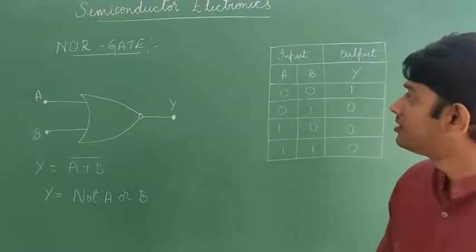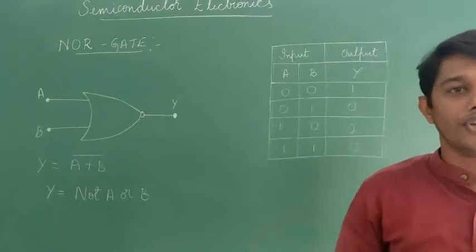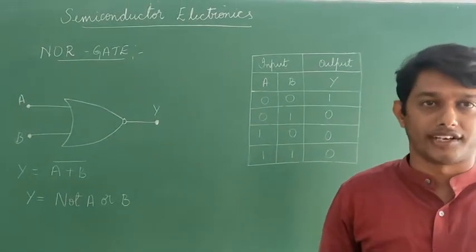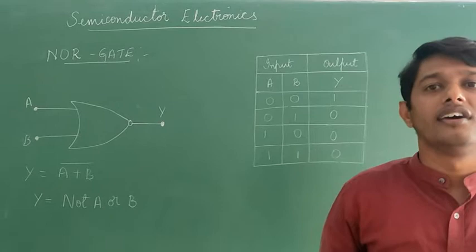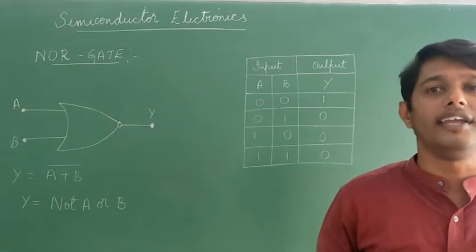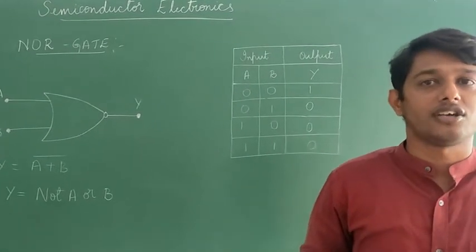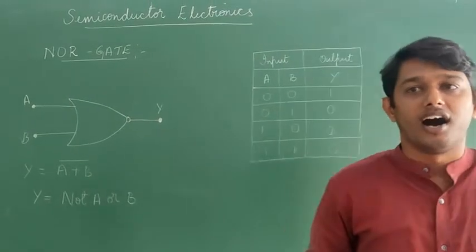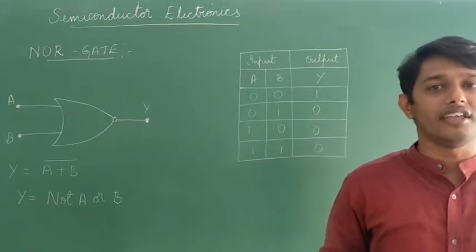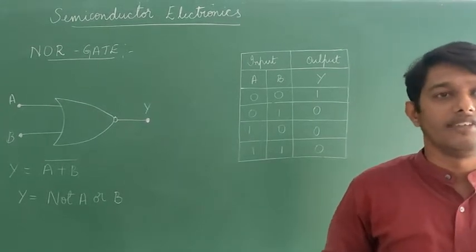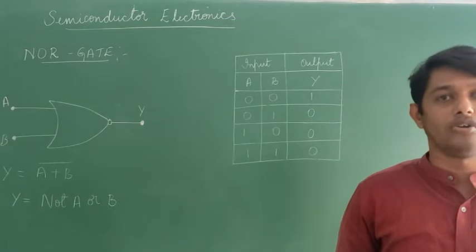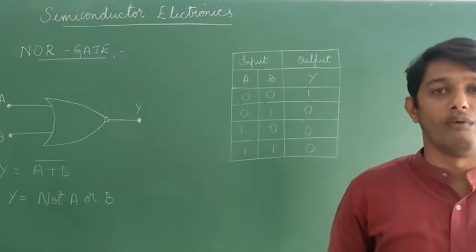Next one is NOR gate. So NOR gate is an OR gate followed by a NOT gate. Its output is 1 when both inputs A and B are 0. And when any one of the inputs is 1, then output is 0. So it has 2 or more inputs and 1 output.